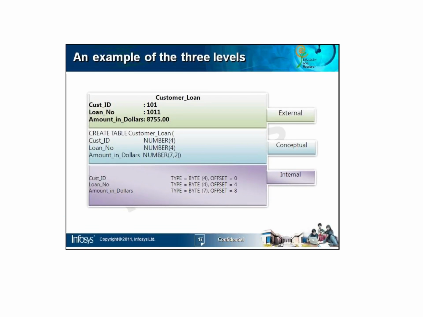From the customer point of view, what I am seeing is the customer ID, the loan number, and the amount. And for this, at the conceptual level, I have to write a table query that is called a DDL statement, data definition language statement: create table customer_loan, customer ID, and that field is a 4-digit number field. That means only 4 digits will be allowed. A loan number, that is a number, 4 digits will be allowed, and amount in dollars, that is 7 digits. Out of this, 2 will be after the decimal point.